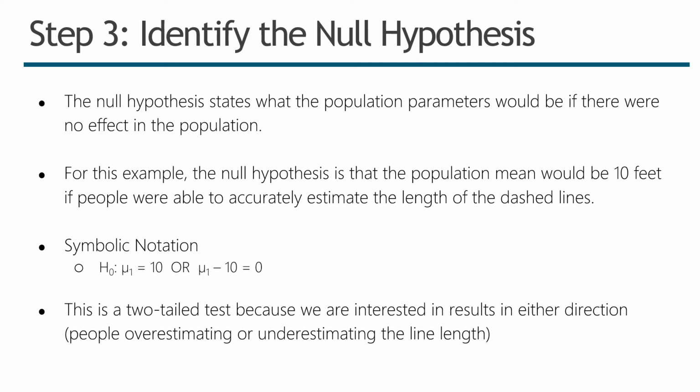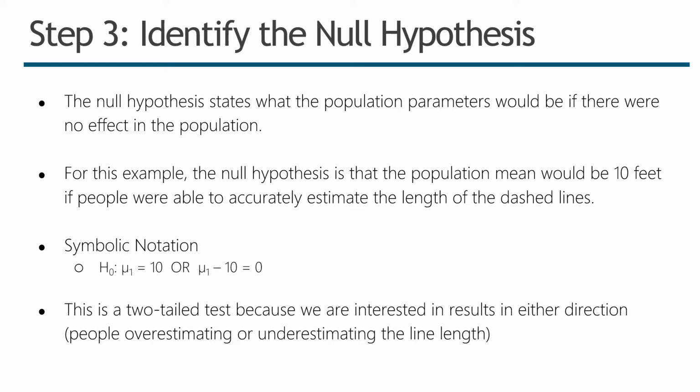Now, when we write this out in population parameters in the symbolic notation, we're not making an estimate about our sample, right? We're doing inferential statistics and making an inference to the population. So our null hypothesis is that our mean in the population is actually equal to 10. Or another way of writing that is that our mean minus 10 would equal 0. Right? We're doing what is called a two-tailed test here because we're interested in results in either direction.